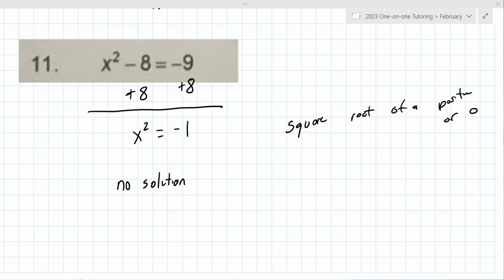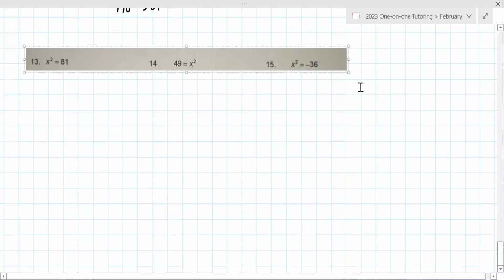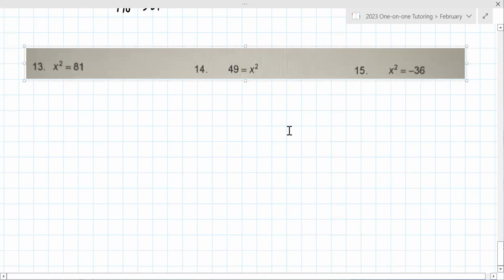No. All right, we're going to skip 12 for the moment. I want you to look at 13, 14, and 15 and give me the solutions as you go. You know enough to do these. They're not super difficult, but take a look at that and let me know what you come up with.